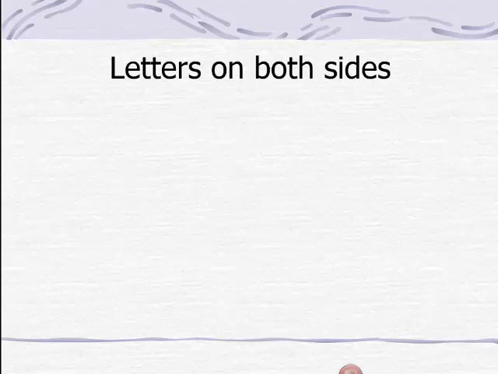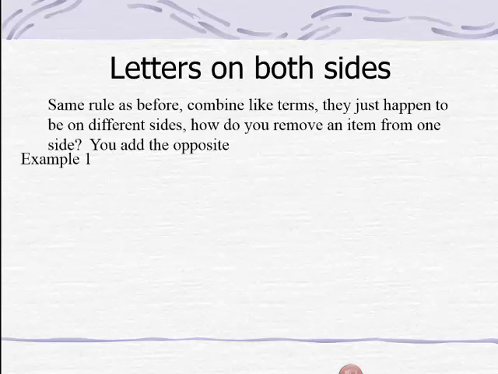Okay, so today we're going to talk about letters on both sides. An equation with letters on both sides looks like this. So I've got 7y plus 5 equals 2y plus 10.